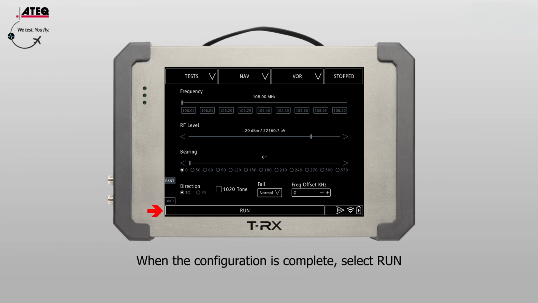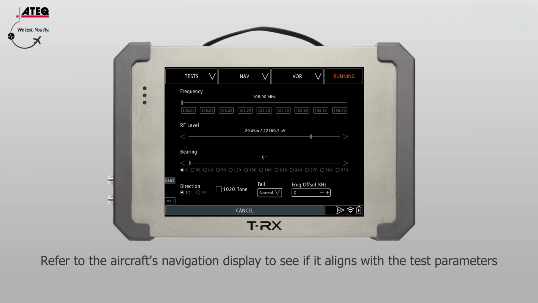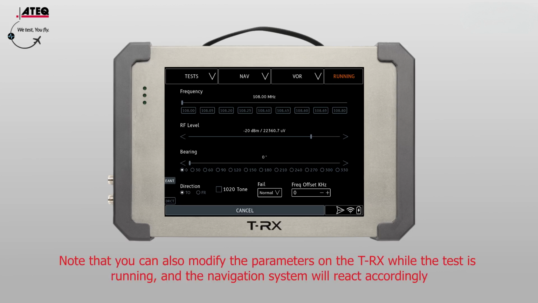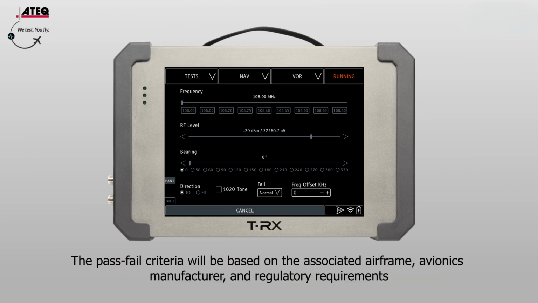When the configuration is complete, select Run. Refer to the aircraft's navigation display to see if it aligns with the test parameters. Note that you can also modify the parameters on the TRX while the test is running, and the navigation system will react accordingly. The pass-fail criteria will be based on the associated airframe, avionics manufacturer, and regulatory requirements.